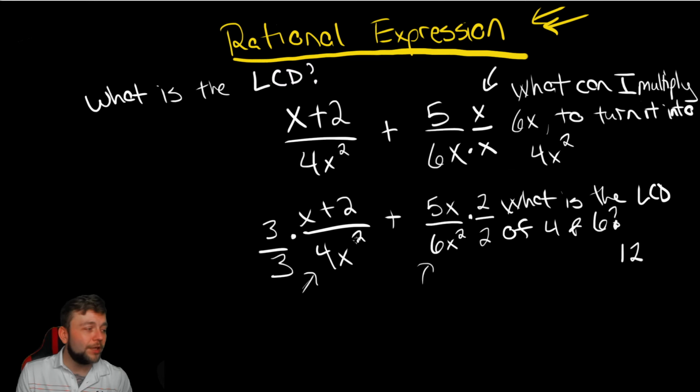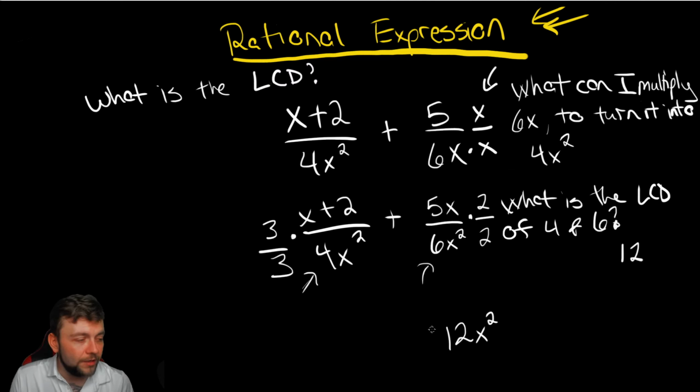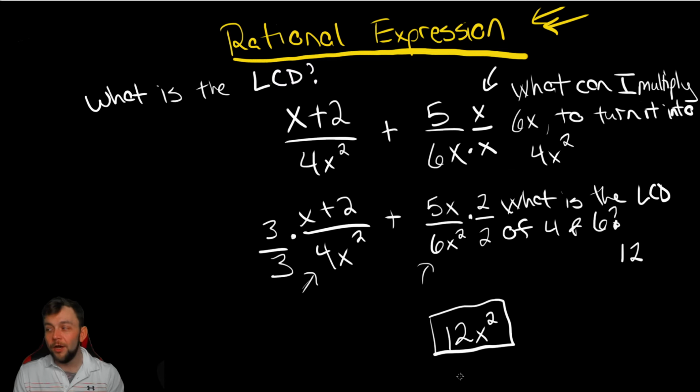And then you have to multiply. So now our bottom, so this is really the answer to this, is 12x squared. So this would be your answer. That's the least common denominator of this fraction. Good job. I got the 12.